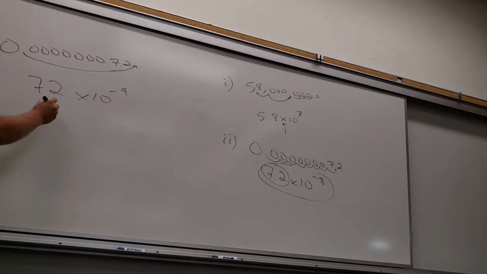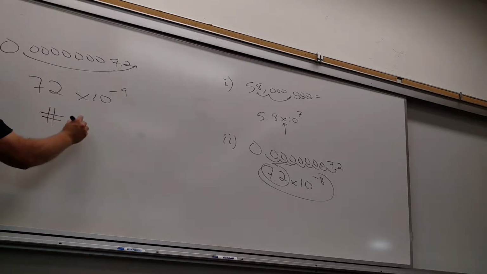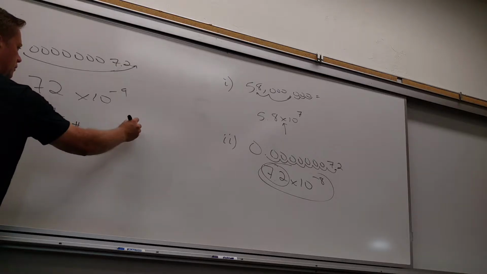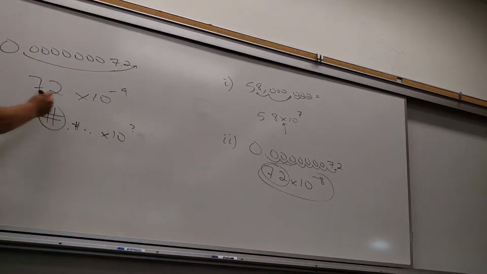That's why I need this to be a single digit, decimal, other digits, times 10 to the something. It's got to be a single number between 1 and 9. Does that sort of make sense?